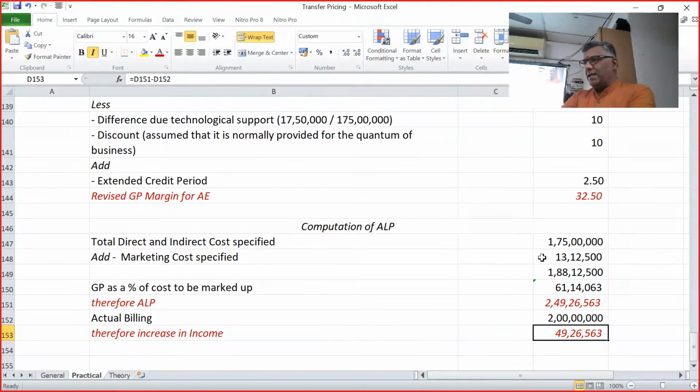So you are making the adjustment only on the profit, right? Not on the total sale price. That's the mistake you did.